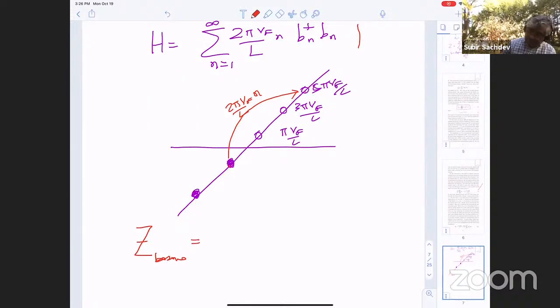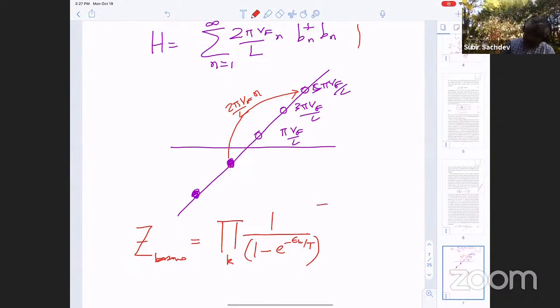That's going to be equal to, well, first of all, the usual Bose partition function, the product over k of 1 over 1 minus e to the minus E_k over T. This is for some bosons with energy E_k. This is just the Bose partition function. I hope that's correct. Okay, yes. So that's the big factor.